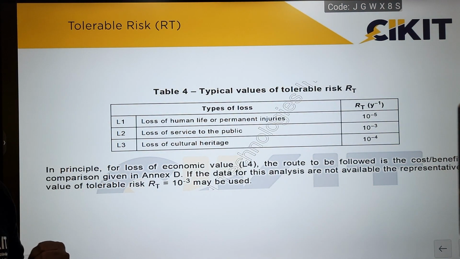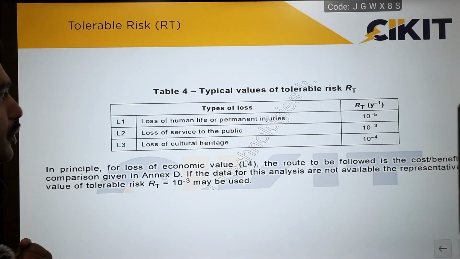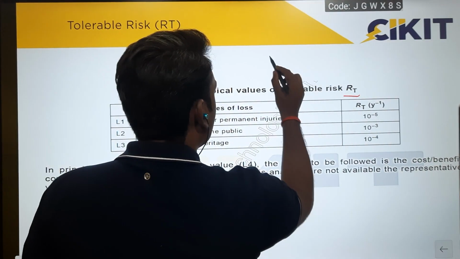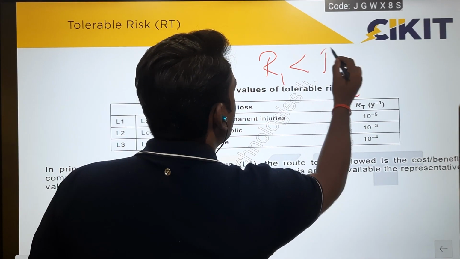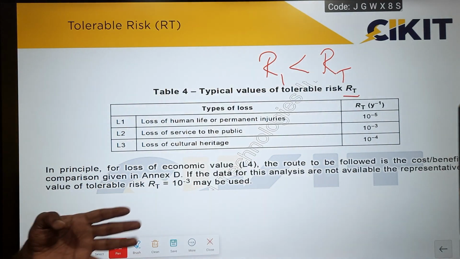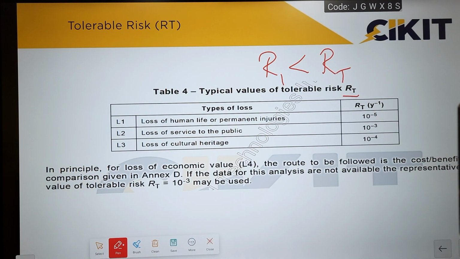And how can we tell whether the building is safe against lightning or not? The standard has provided a value called the tolerable risk, RT. So RT is the limit the standard has provided. If the risk which we are calculating is less than this RT, for example, if R1 is less than RT, which means that the risk due to lightning in that particular area is low. We can consider that the building is protected against lightning.